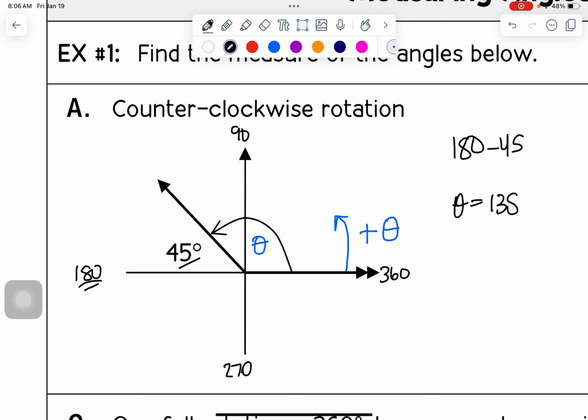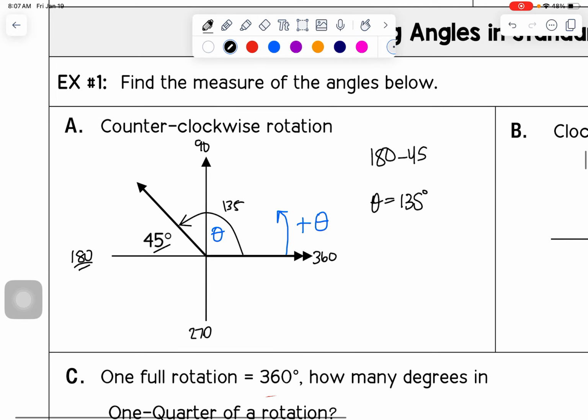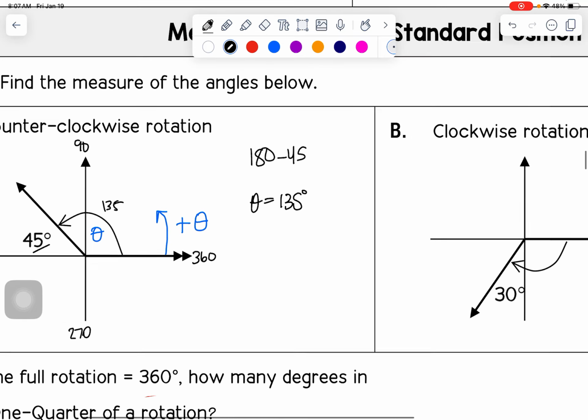135 degrees. When you draw angles for me in this class, I'm going to have you label both parts of that. So if you're trying to draw 135 for me, I want to see the 135, and I want to see some other reference for it. Again, just to get that extra practice.